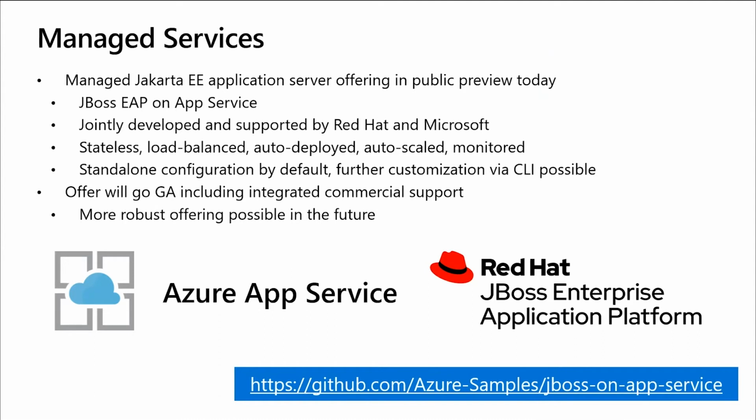We do have the JBoss EAP offering for App Service in public preview. It will go GA shortly, probably in the next few months or so. It is jointly developed, supported, and operated by Red Hat and Microsoft, like you've seen so far. Pretty much everything we do is through a partnership. It is a stateless but load-balanced service for JBoss EAP on App Service. You can do automatic deployments through various means that App Service provides. It is auto-scaled and monitored for you, in addition to a number of integrations built into the App Service platform.